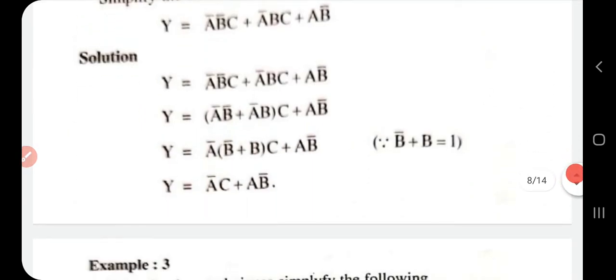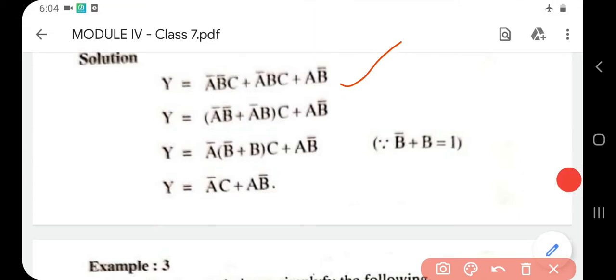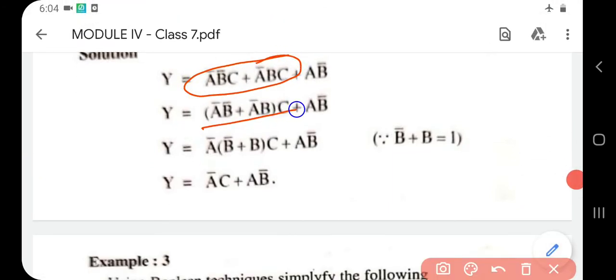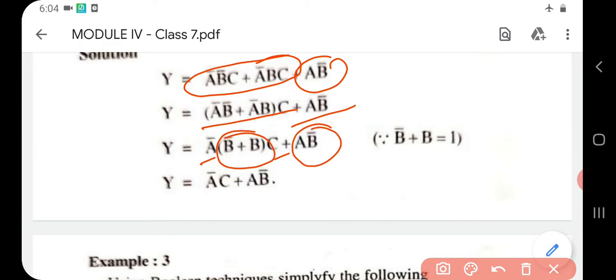Now another one, this one. So here the common factors are a b bar. Here also there is an a b bar. Here also there is an a b bar. Okay. No, here I think c is common. So from here you can take c outside, like this. A b bar is kept as such. Now again from here a bar c is common. So a bar and c is taken outside. The rest is written here. This is as such. Now what is b plus b bar? It is 1. So this will reduce to a bar c plus a b bar.